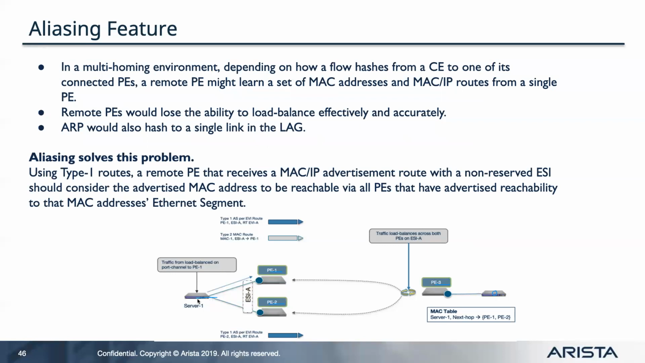Now, as soon as this host sends any traffic, you learn the MAC locally on only one VTAP. You advertise a type 2 route as soon as you learn the MAC address. And here you learn that the MAC of server 1 is behind VTAP 1.